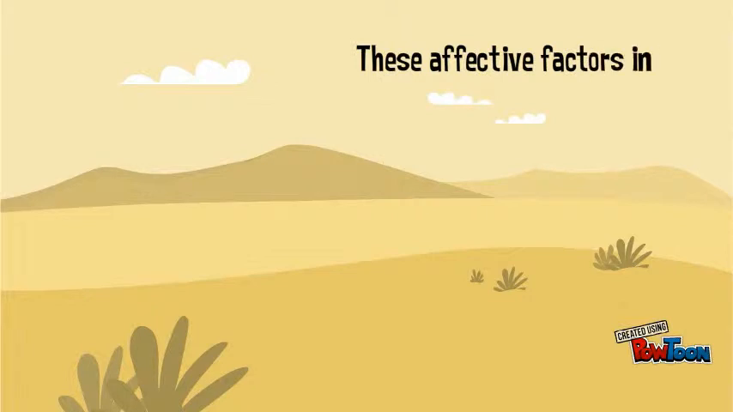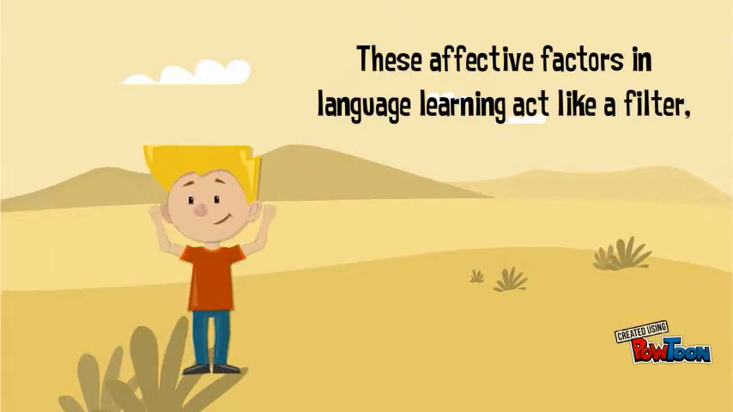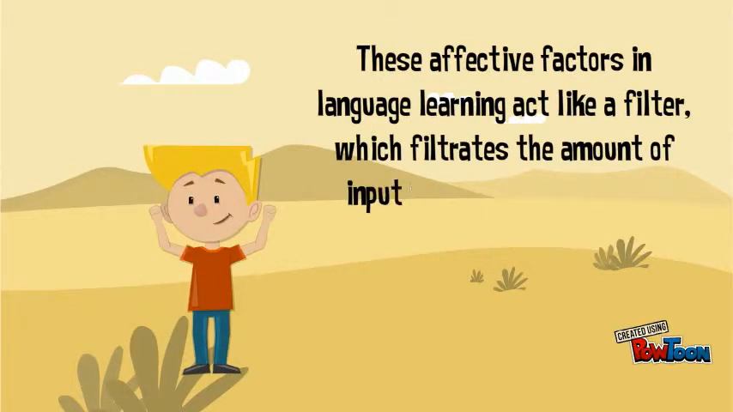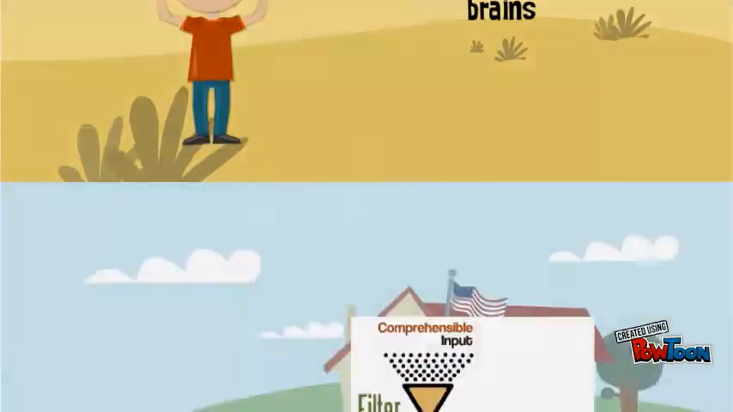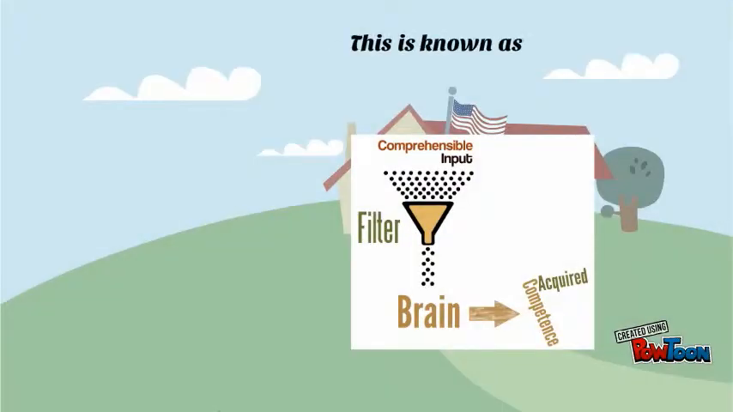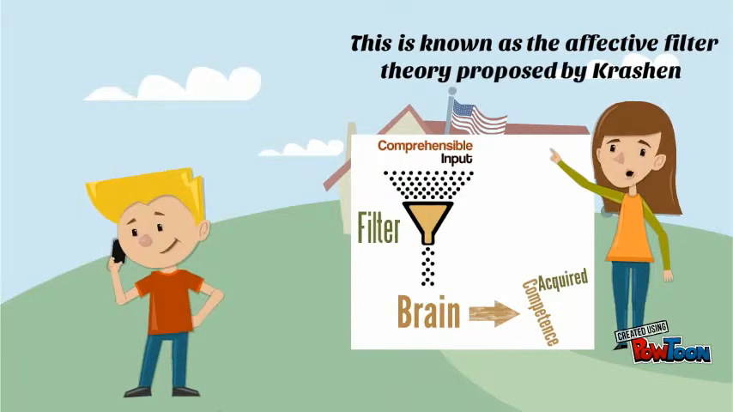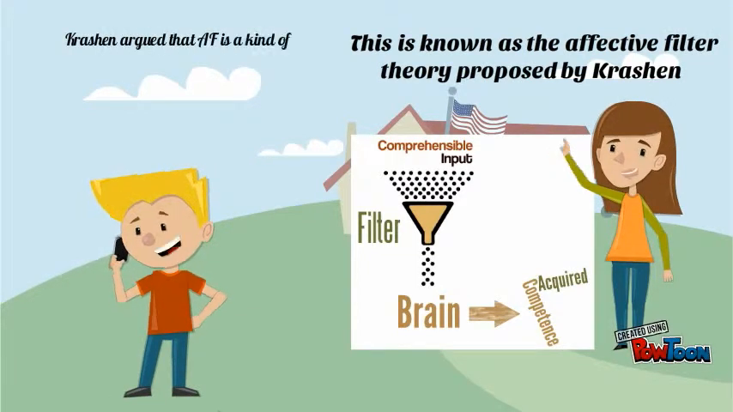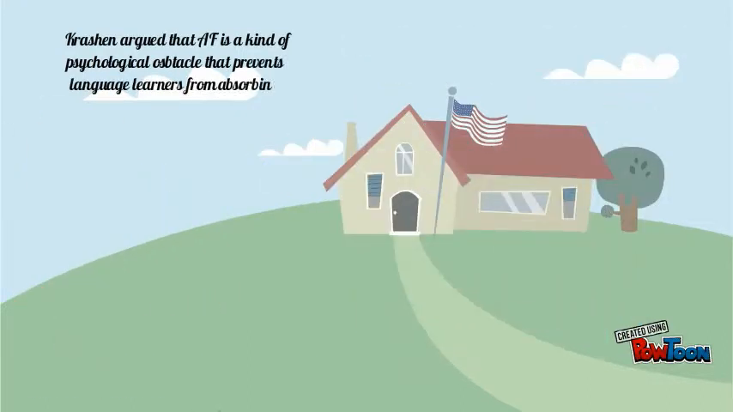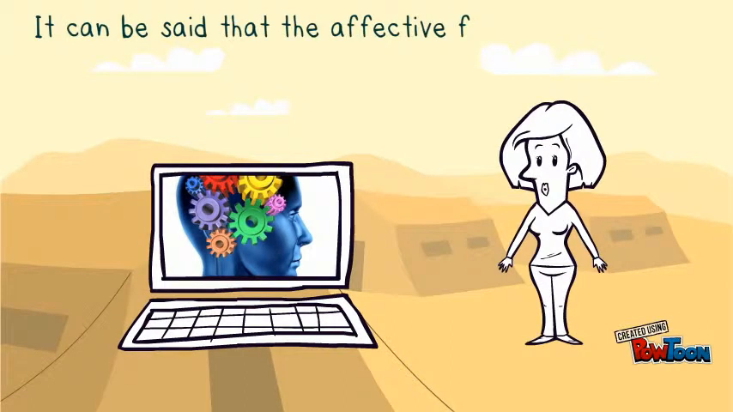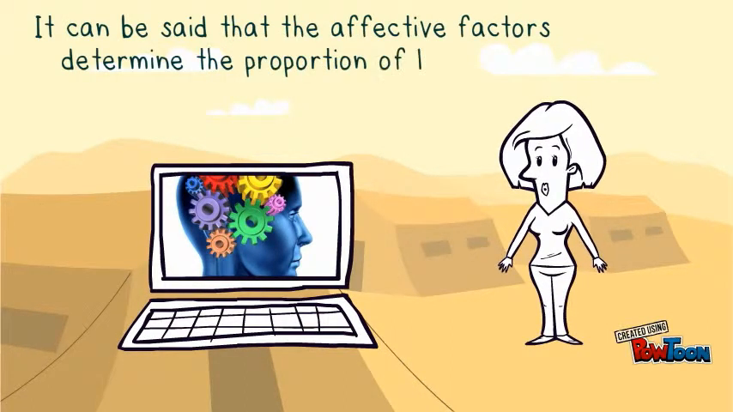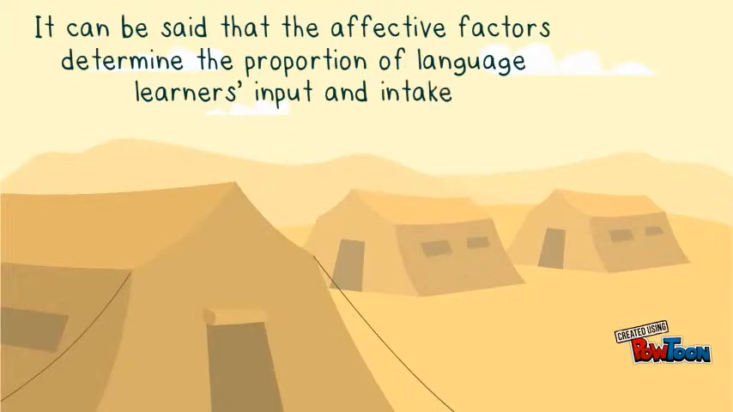These affective factors in language learning act like a filter, which filtrates the amount of input and intake on learners' brains. This is known as the affective filter theory proposed by Krashen. Krashen argued that affective filter is a kind of psychological obstacle that prevents language learners from absorbing available comprehensible input completely. It can be said that affective factors determine the proportion of language learners' input and intake.